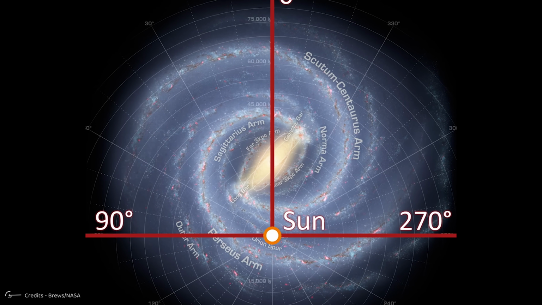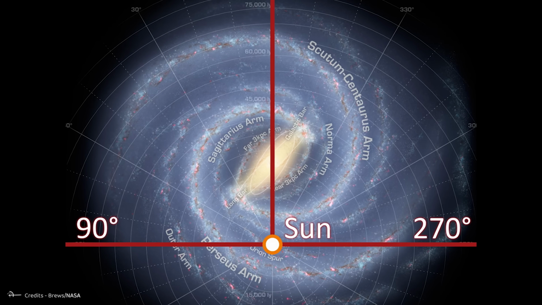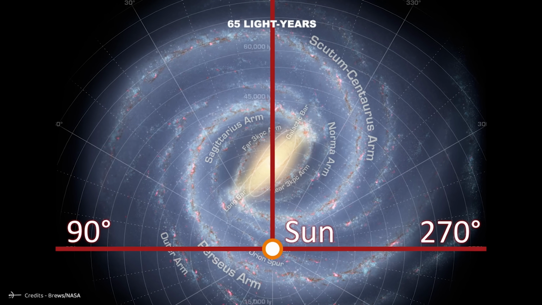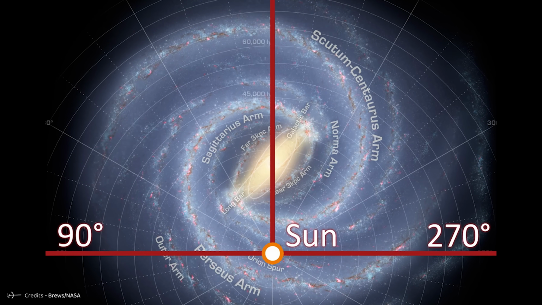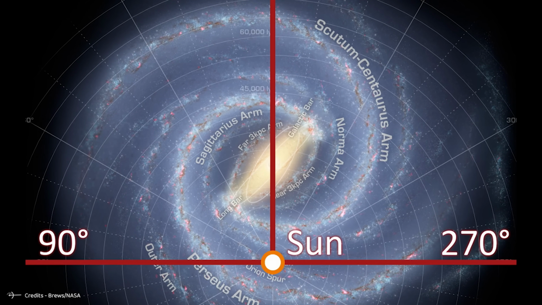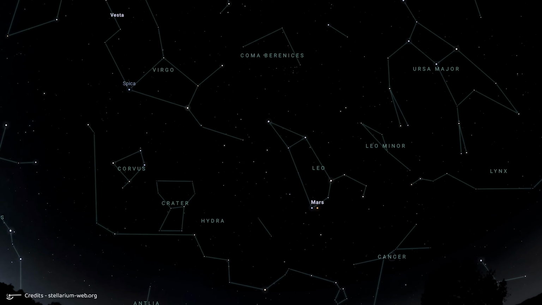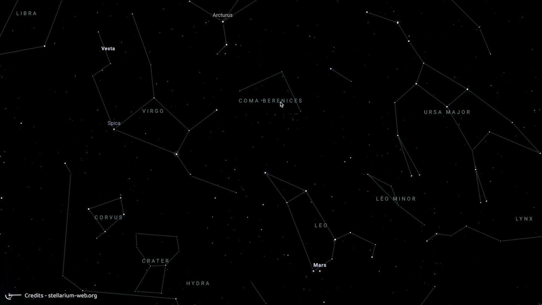Our solar system is not exactly at the center of the galactic plane. It is slightly offset, approximately 65 light-years above the midplane. Technically, we are already a little above the center of the Milky Way. Now that we know above points toward the galactic North Pole, we can look in that direction.